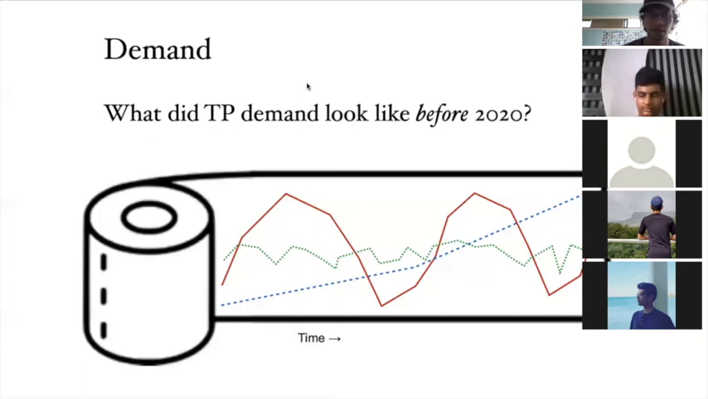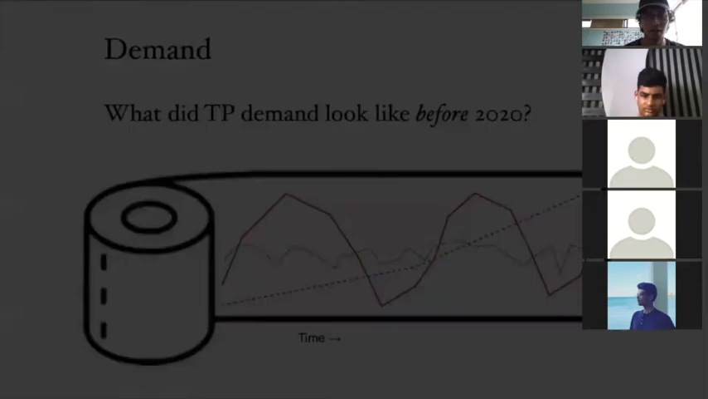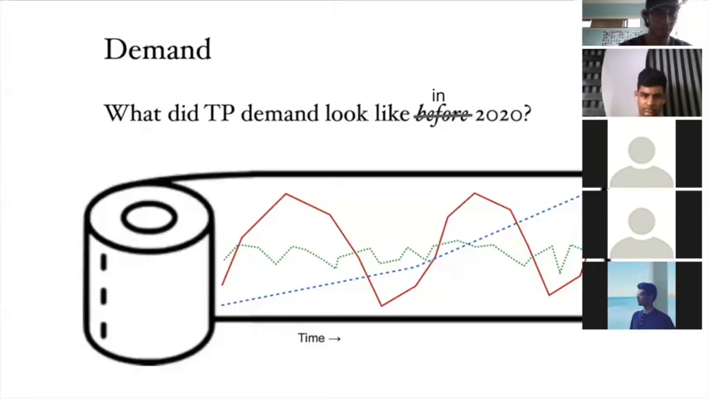Yeah, Sayam and Vanilla are absolutely right. The toilet paper demand before 2020 was fairly stable, and it didn't increase or go down as hugely as it did in 2020. So let's talk about the toilet paper demand in 2020. What would it look like in 2020?